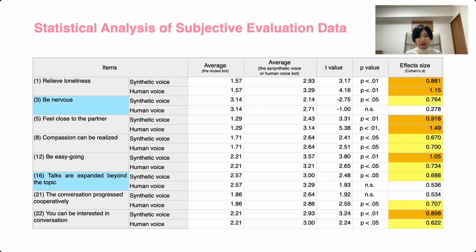The 2 items for which significant differences were obtained only for the synthetic voice pattern were being nervous and talks expanded beyond the topics. The only item that was significantly different for the human voiced bot was that the conversation proceeded cooperatively.